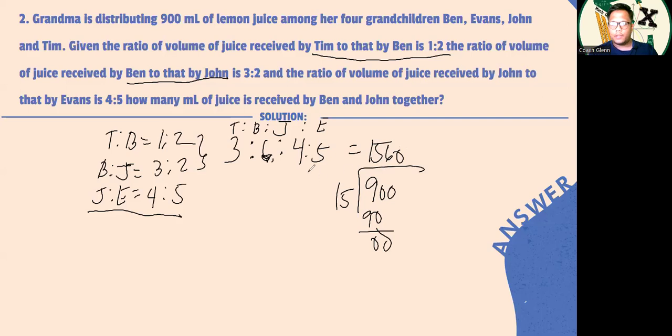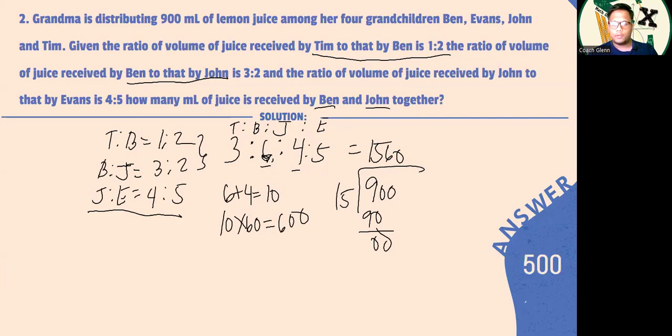Okay, that means we need to multiply our ratio by 60, but since we're only looking at Ben and John, we just need to multiply Ben and John by 60. So Ben and John is 6 plus 4, which is equal to 10. Then multiply that by 60, 10 times 60, which is equal to 600. So the final answer here should be 600.